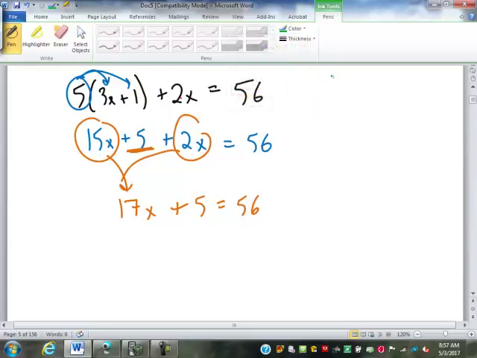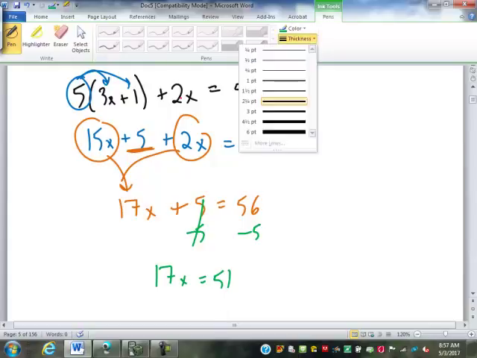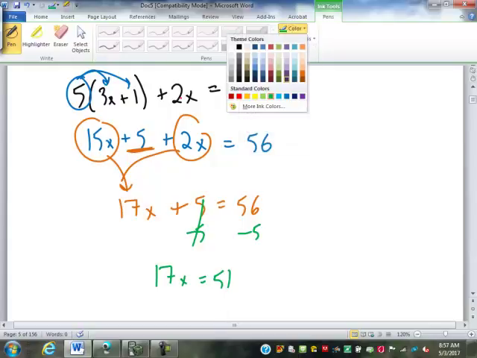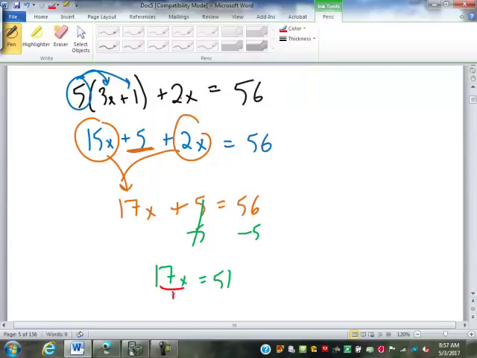Then what? Subtract 5. Very good. 17x equals 51, and then divide by 17. This equals 3.